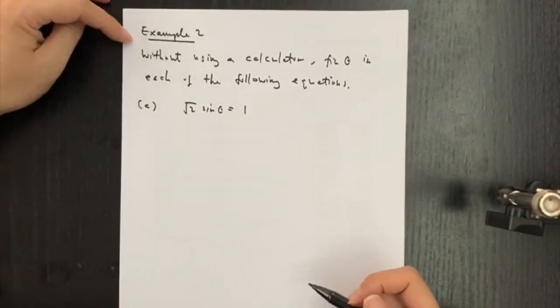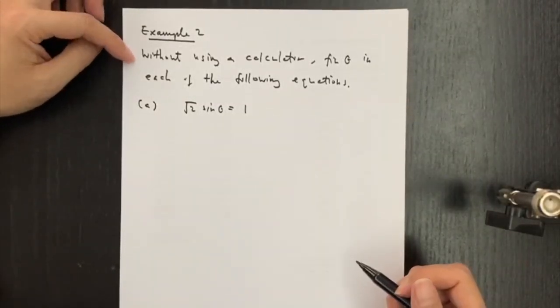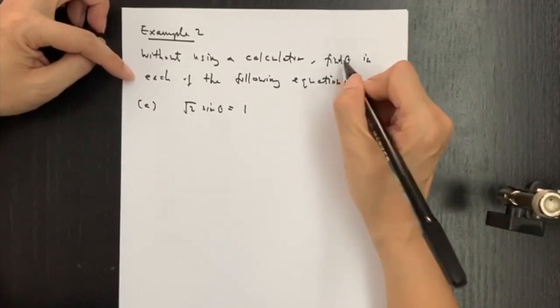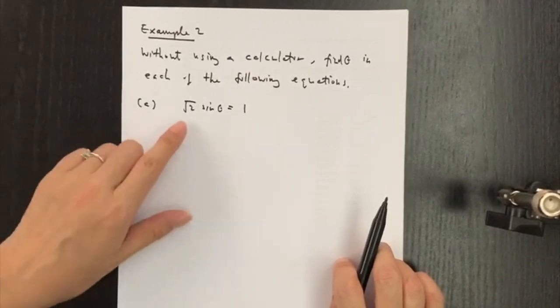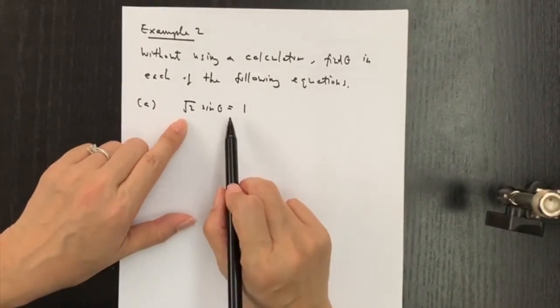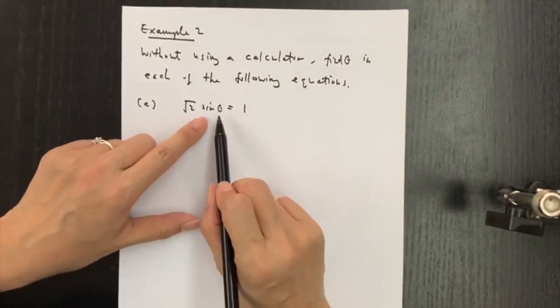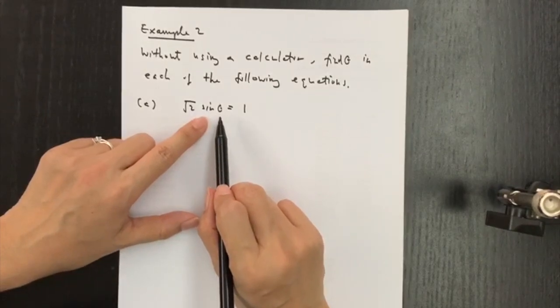Okay, now we come to example 2. Also, we don't use a calculator, but this time we have to find theta in each of the following equations. So part A, we have root 2 sine theta equals 1. So what will be the value for theta? Again, we do it step by step.